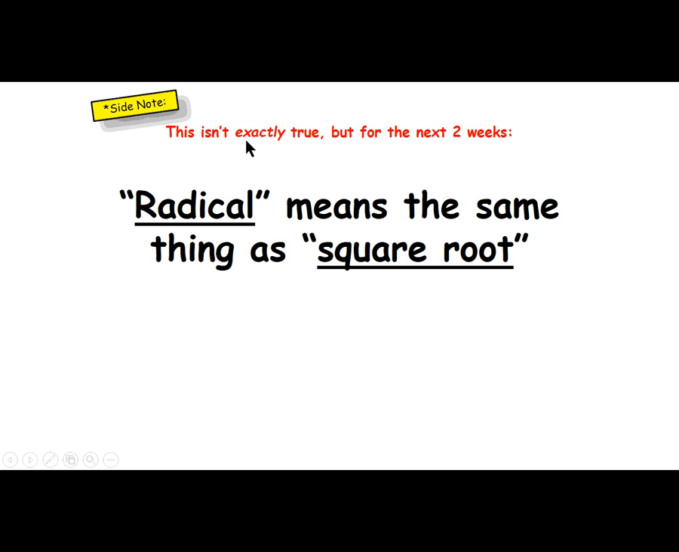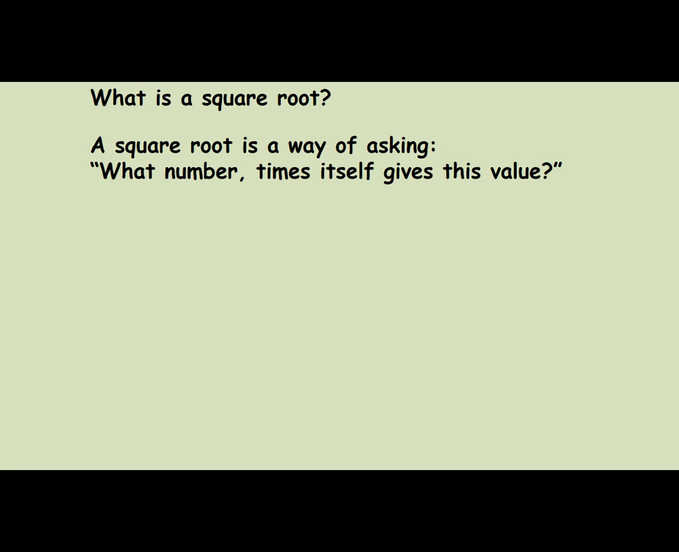Well, we're going to talk about square roots, and we're going to use these two words, a radical and a square root. They basically mean the same thing, at least for this class. A square root is a type of radical. But if you hear someone say radical or see the word radical, for the time being, it means the same thing as square root. So what is a square root?